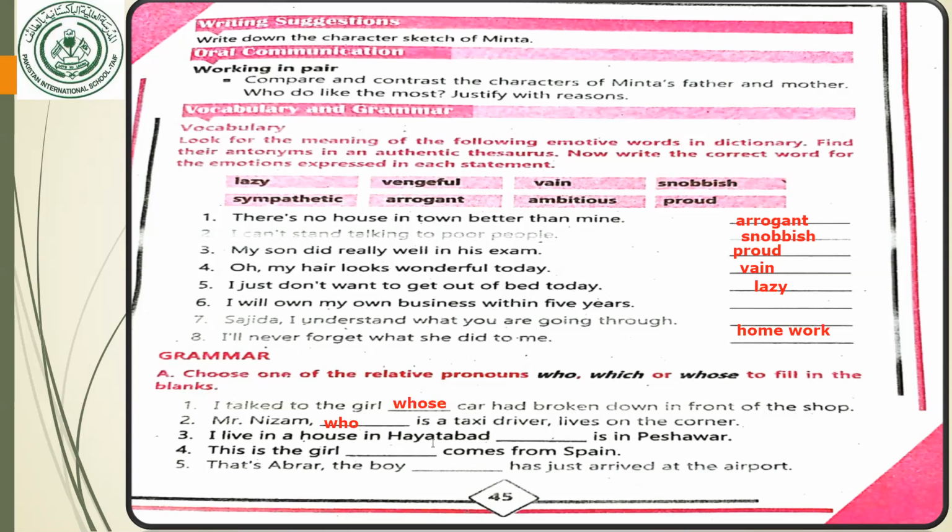Number 3, I live in a house in Hyderabad, which is in Peshawar. So which is in Peshawar. Number 4, this is the girl who comes from Spain. Who just comes from Spain. Number 5, that's Abrar, the boy who has just arrived at the airport. So this is number 5. Again, who, because for boy and girl we use who over here. So, dear students, this is page number 45. And then homework is given on page number 46. Have a look at the homework.